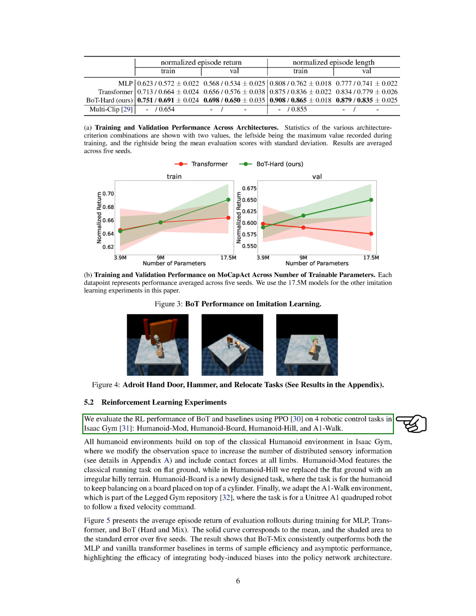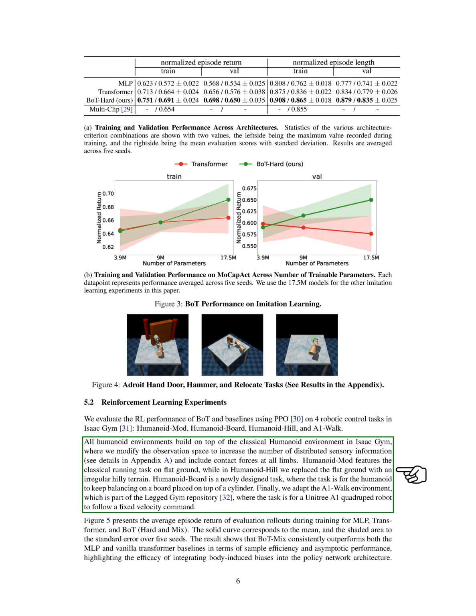In the reinforcement learning experiments, we evaluate BOT and the baselines using proximal policy optimization on 4 robotic control tasks in Isaac Gym: humanoid mod, humanoid board, humanoid hill, and A1 walk. We enhance the classical humanoid environment by increasing the sensory information and including contact forces. Each task varies in complexity, from running on flat ground to balancing on a board or navigating hilly terrain.